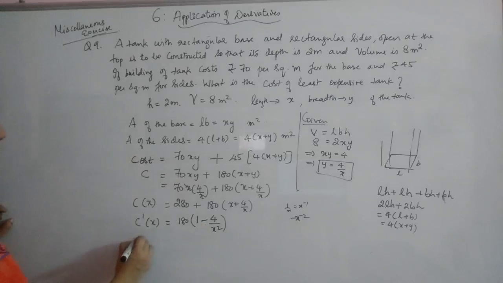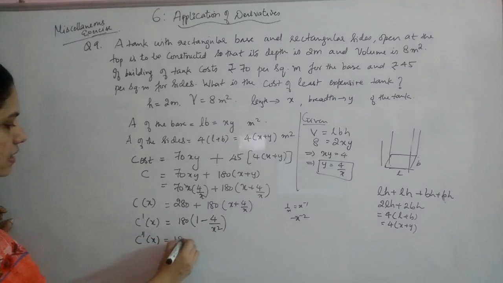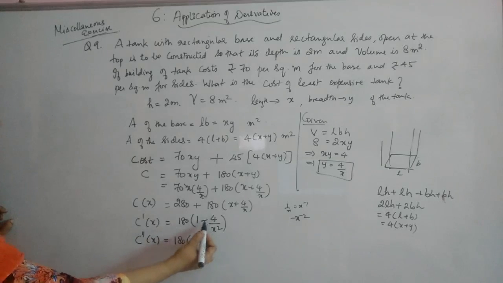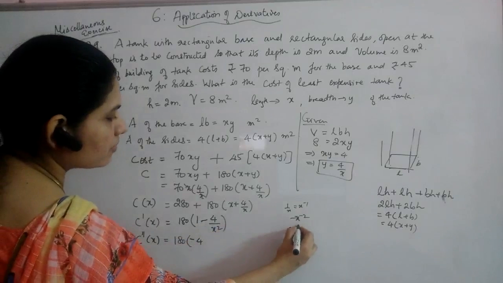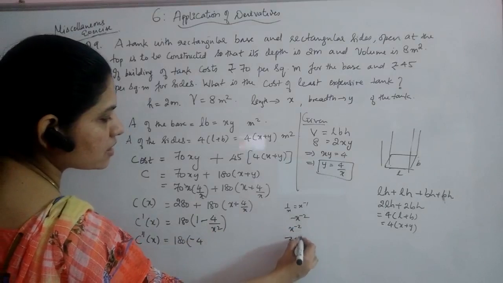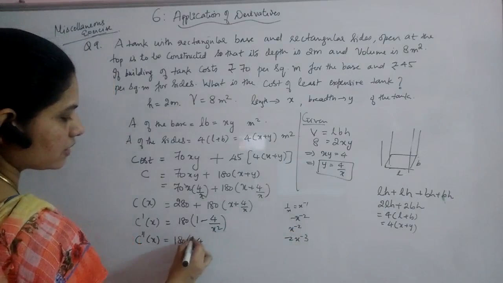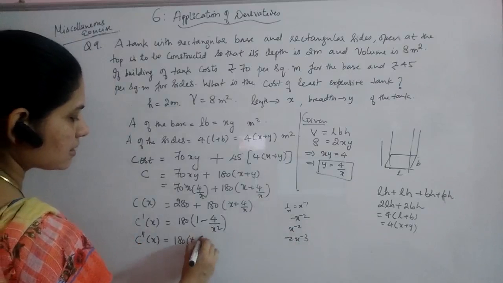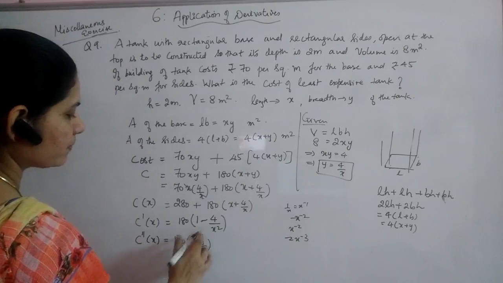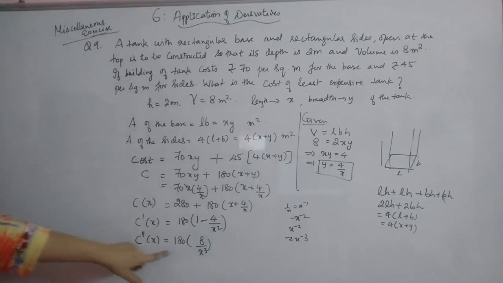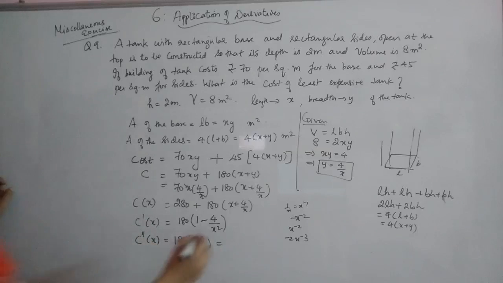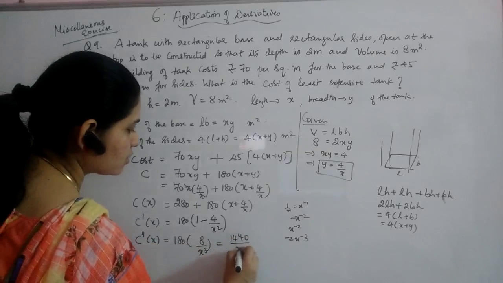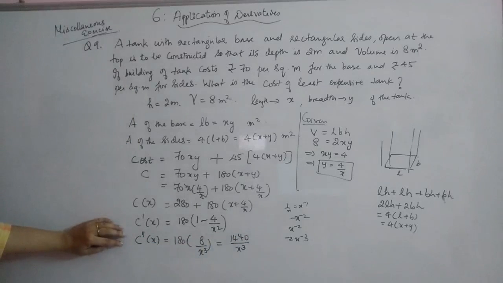Now c double dash of x will give you 180 into, again constant, 1 is constant, derivative 0, minus 4 into, this is actually 4 into x raised to minus 1. x raised to minus 1 will give you minus x raised to minus 2, that means 4 into x raised to minus 2 differentiates to minus 8 x raised to minus 3. Negative into negative will give you positive. 4 into 2, 8. 8 by x cube. So 180 into 8 by x cube. That is c double dash. And how much is that? 18 into 8 will give you 144. So 1440 by x cube. This is what you are getting as c double dash of x.